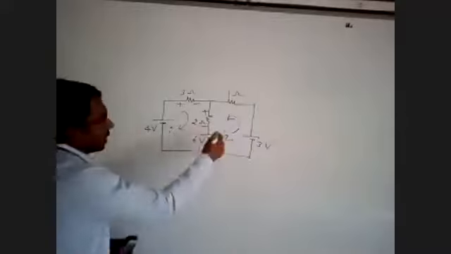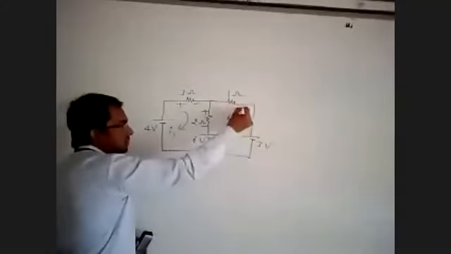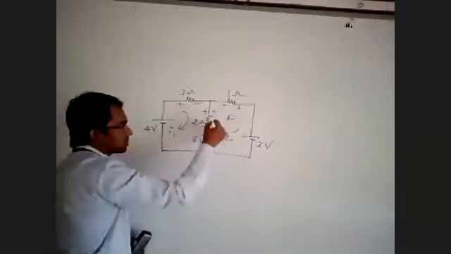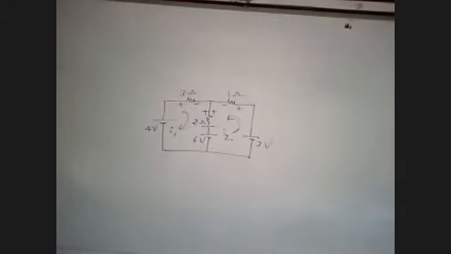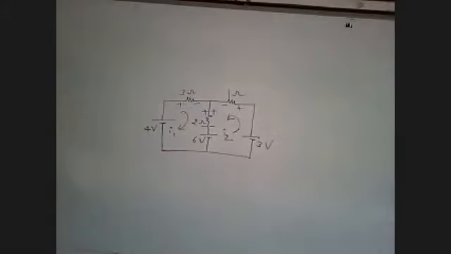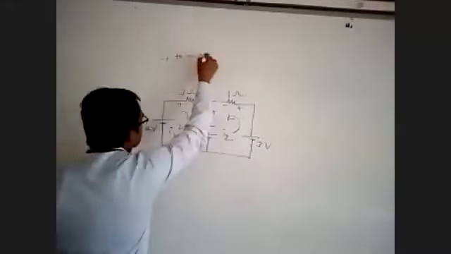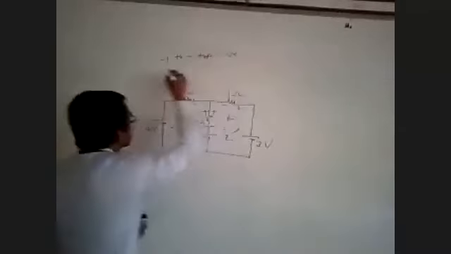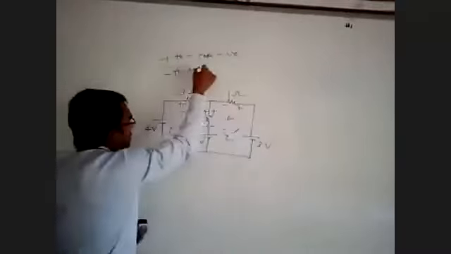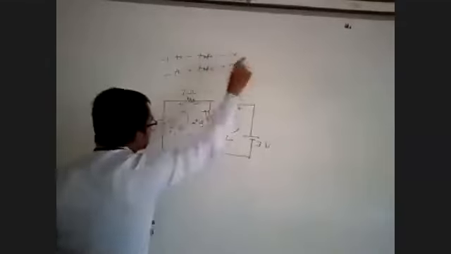Similarly, I2 direction is this direction, plus and minus. In the second loop also, I had taken plus and minus only for resistors, but not for the voltage source. Now I will start writing the loop equation by considering: if current flows from plus to minus, take negative sign. If it is flowing from minus to plus, take positive.